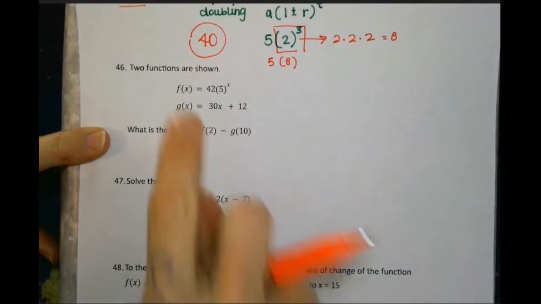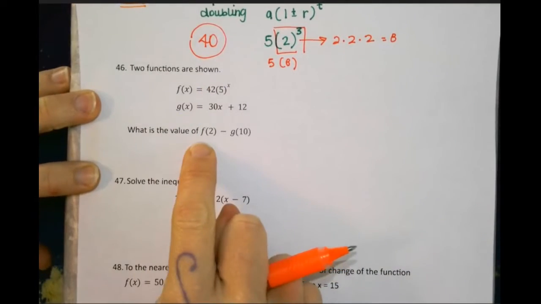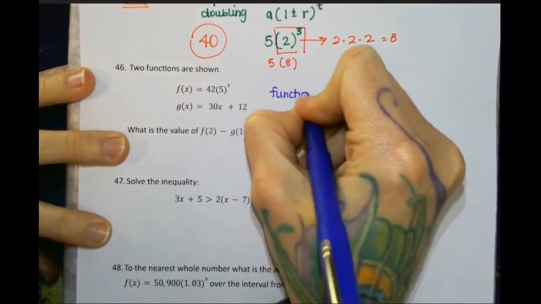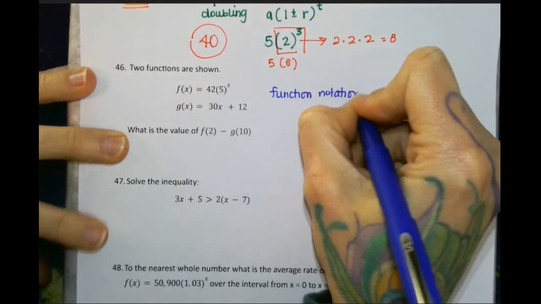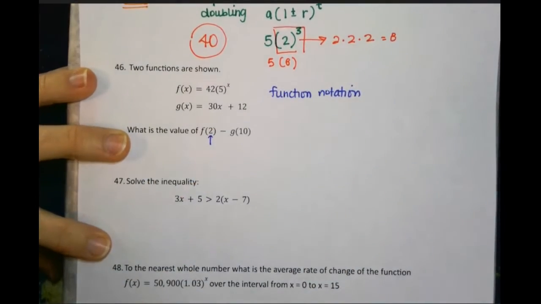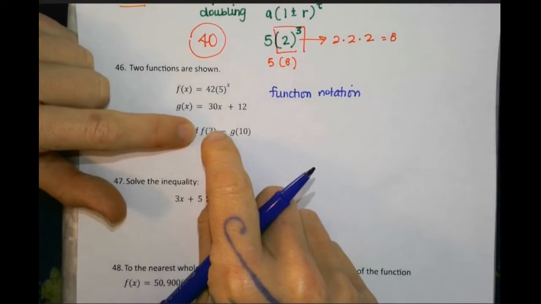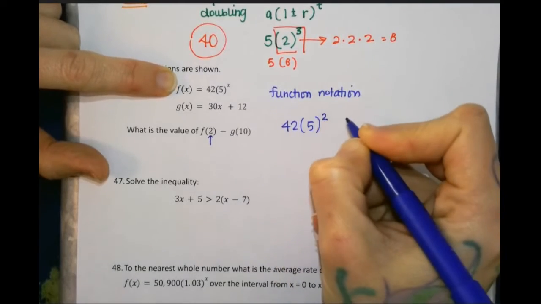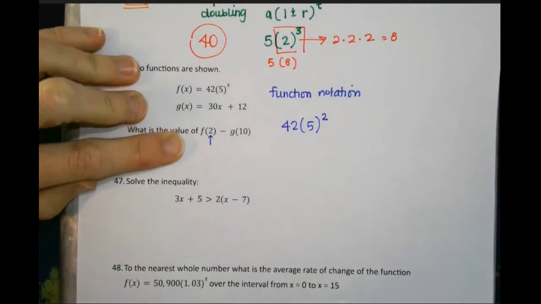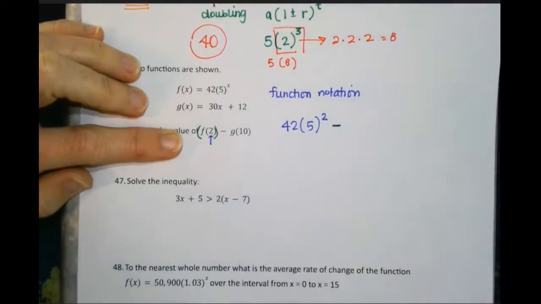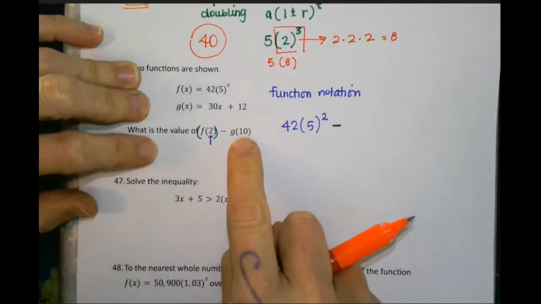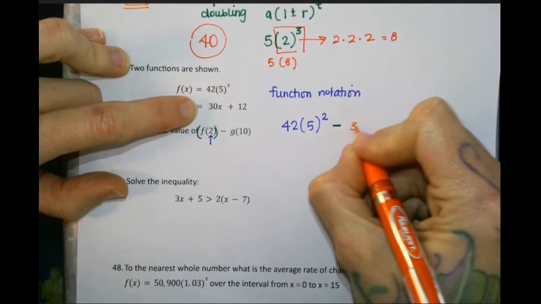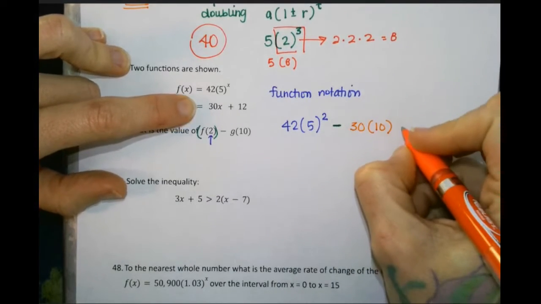Let's work on that one. So we have a function f of x and g of x. What is the value of f of 2 minus g of 10? So this is going to be function notation, if you're looking for which lesson we were doing, and we're plugging in the numbers. That 2 is inside the parentheses, so it's going to go inside the function named f. So we're going to go find our Frank function, which is the 42 times 5, and we're going to raise it to the second power. Then, we're going to subtract g of 10. So that means 10 is in the place of x. So we're going to take Gertrude's function, and we're going to plug in 10 for x. So it's going to be 30 times 10 plus 12.